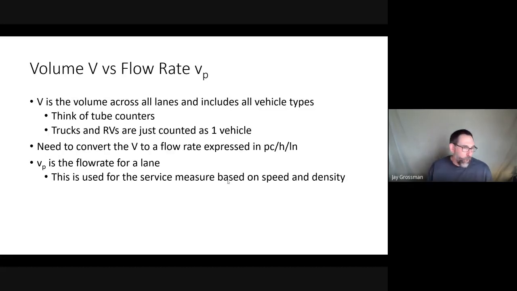And V is your total volume, but that includes trucks and odd-sized vehicles and all that. That's just the number of vehicles that pass at any one point. We convert V into V sub P, which is the equivalent flow rate. And that's why we need to know what the heavy vehicle factors are. And once we've got V sub P, where it's all apples to apples, basically all in passenger cars, then we can calculate level of service. So that's our flow system.